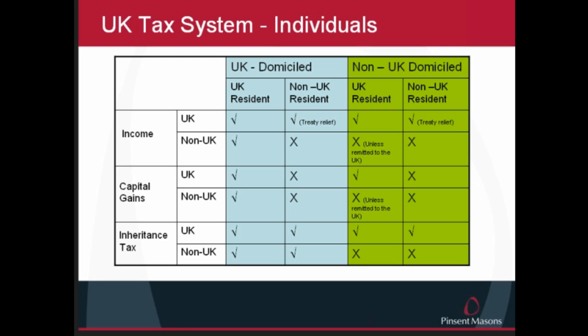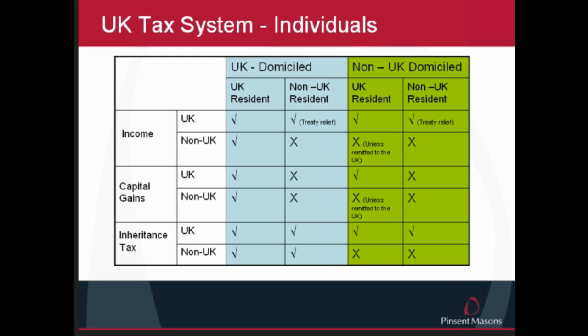Essentially domicile, I'll come on to explain domicile in a second, but then the second concept which drives the tax position is residency, and you'll see there in the blue box you have a UK domiciled and UK resident individual and a UK domiciled and non-UK resident, and equally the same in relation to the green box for non-UK domiciles. And the third concept which drives tax is the source of the money that you're making. So income tax applies, it depends on whether you have UK source or non-UK source income for certain people. Same for capital gains and inheritance tax.